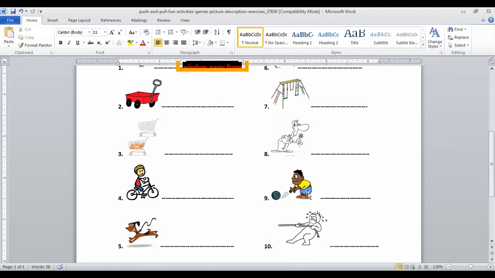The boy is pushing the ball. Okay, number 10. Push or pull? The man is pushing the rope or pulling the rope? The man is pulling the rope.